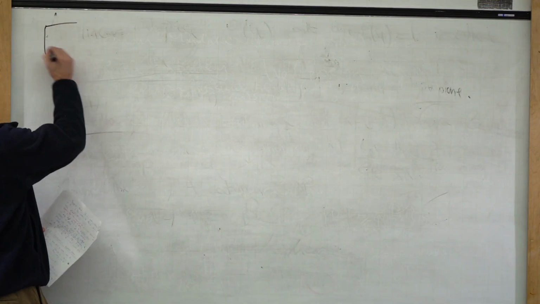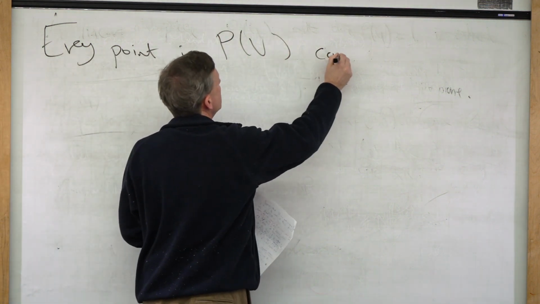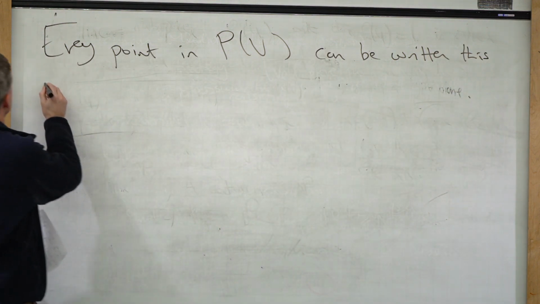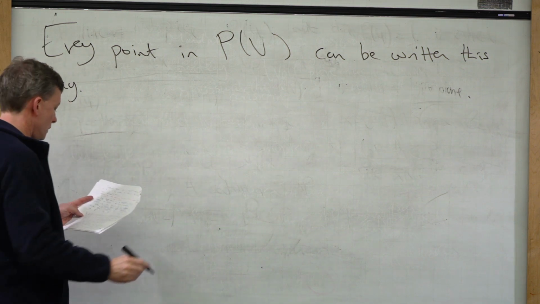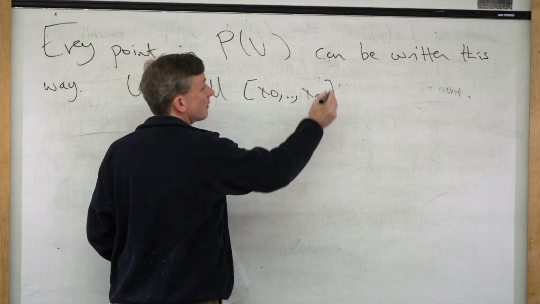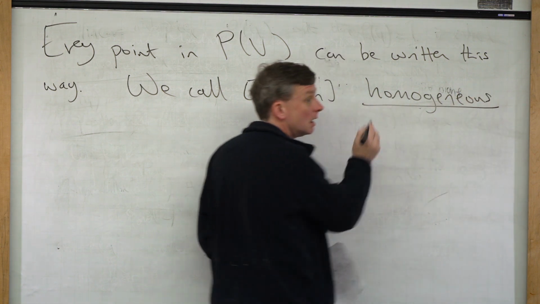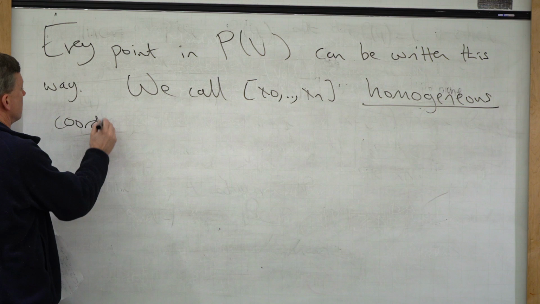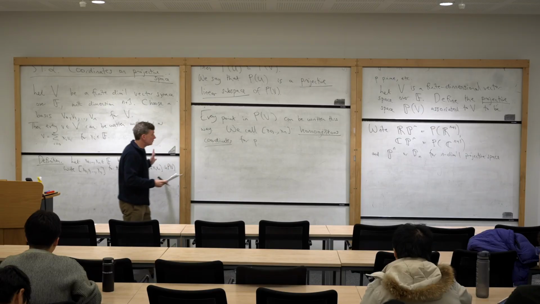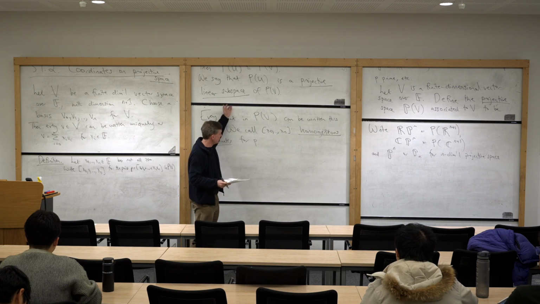Okay, so every point in P of V can be written this way. We call square brackets x0 up to xn homogeneous coordinates for the point p. So once we choose a basis for V, we have this notion of coordinates for points in P of V.